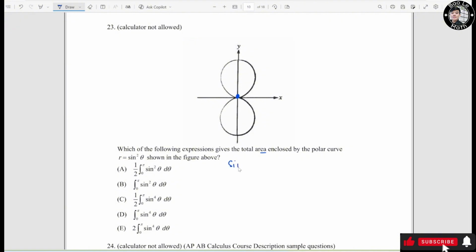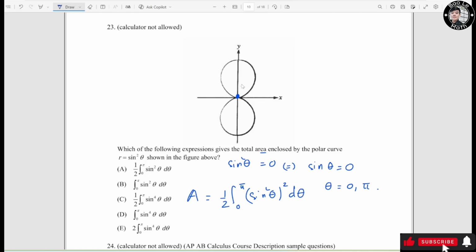So we have sine square theta equals 0. It's the same thing as sine theta equals 0, right? And theta equals 0 and pi. The area is 1/2 times the integral from 0 to pi of sine square theta altogether square d theta.